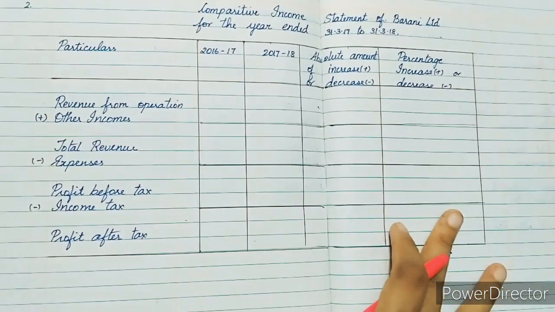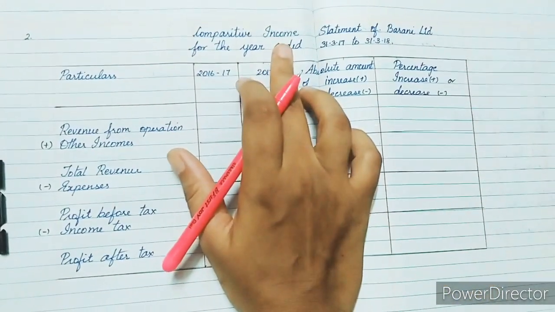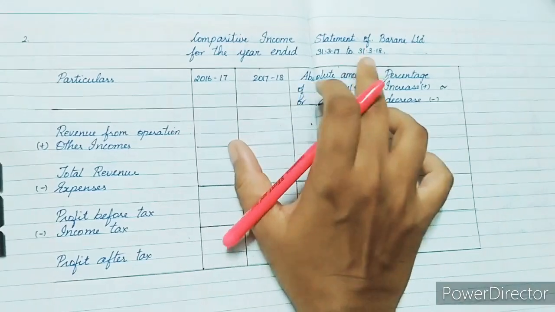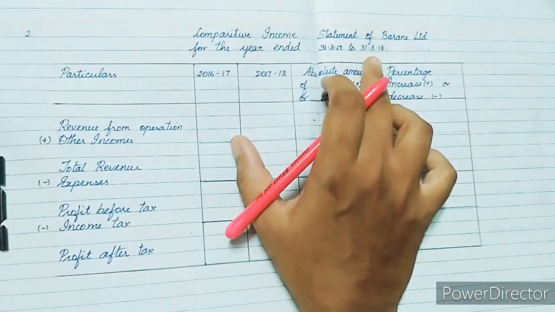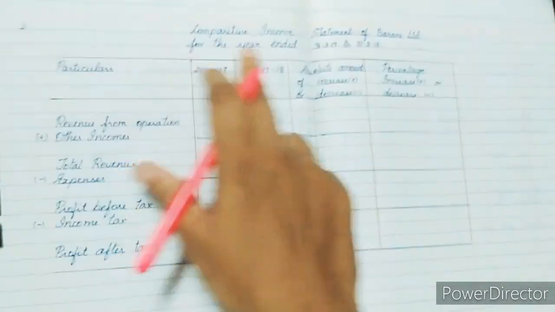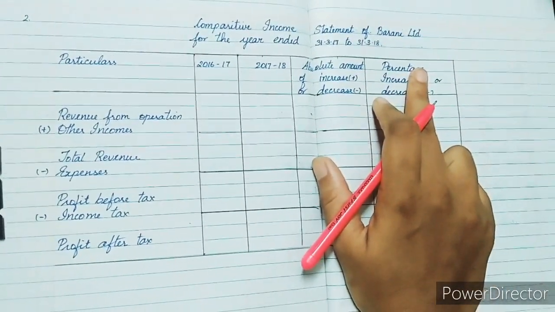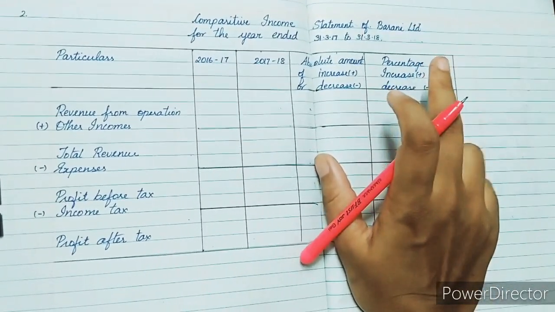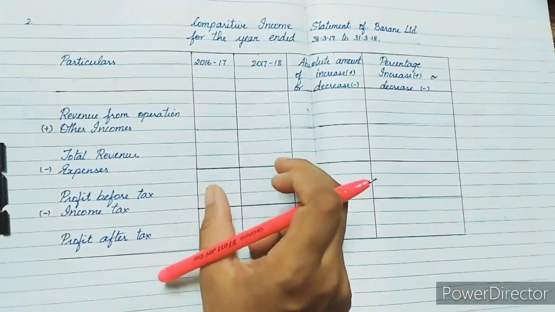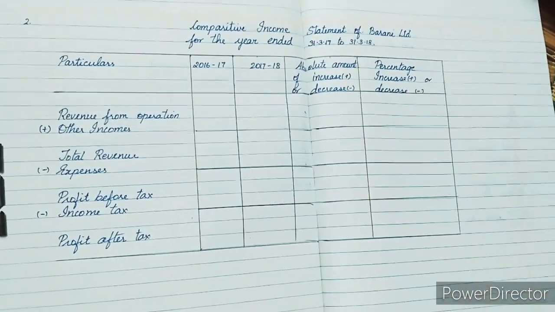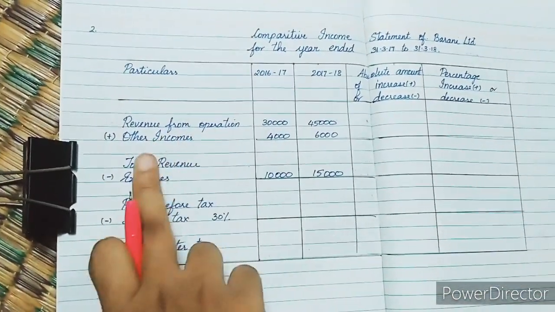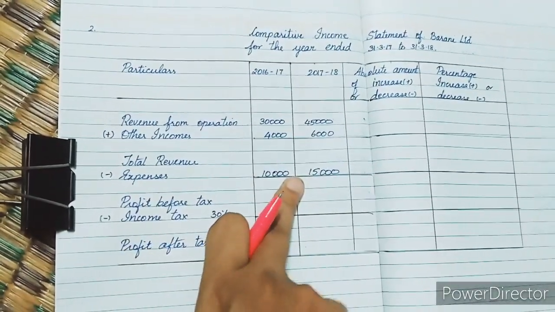I start the sum with writing the heading of the comparative income statement of Mr. Barani for the year ended 31/3/2017 to 31/3/2018. Simple, I've written down the format of the income statement with the headings. The next step is we have to put in the figures of 2016-17 and 17-18 first. So now I've entered the figures of revenue from operation, other incomes and expenses as given in the sum.